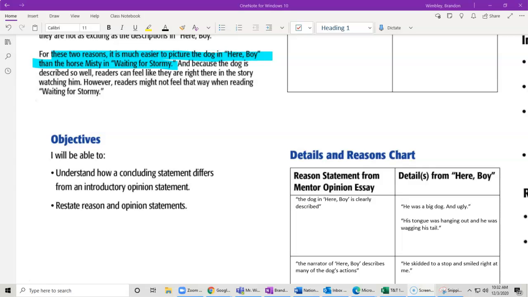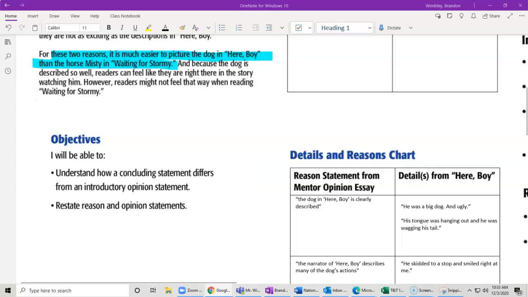Well, guys, for this lesson, our objectives are right here. What we're going to be doing today for our writing is we're going to be able to understand how a concluding statement differs from an introductory opening opinion. And then we're going to restate our reason and opinion statements.